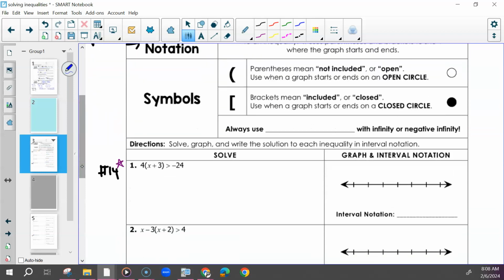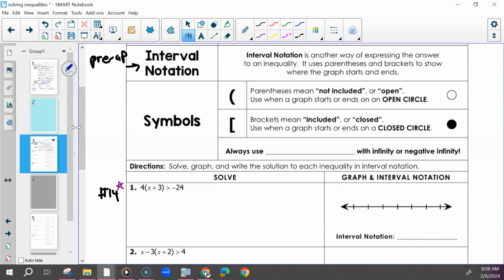So not only do we have to solve our inequalities and graph them on the number line, but we also have to talk about interval notation. Interval notation is basically another way to write our x is greater than 1, that part of the inequality. But when we write it, we're going to be using parentheses and brackets. When we use parentheses, that means not included, or you would be using an open circle. If you were using a closed circle to mean it's included, you'd be using a square bracket. And I'm going to explain what this part means in a minute, but if it goes to negative or positive infinity, we always use parentheses.